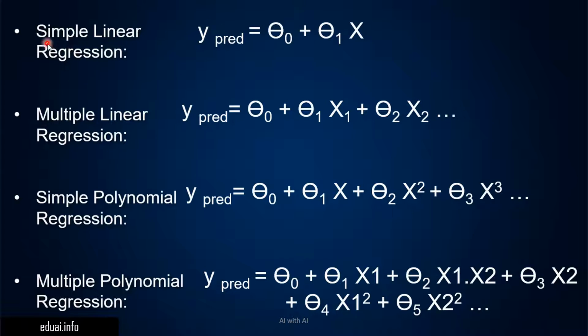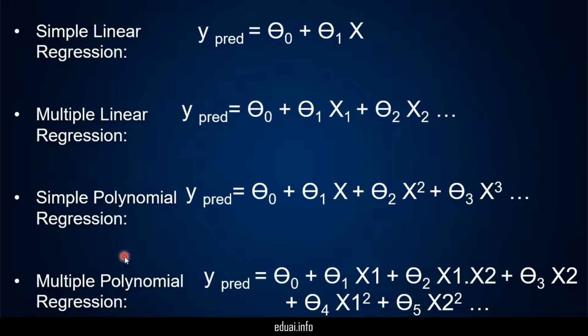We already know in simple linear regression, it is y is equal to theta 0 plus theta 1x, y is equal to mx plus c, drawing a straight line, right? In multiple linear regression, this is the equation. In simple polynomial regression and multiple polynomial regression, this is the equation. Forget about this for now. We'll see this in some other video. What is the math behind polynomial regression, we'll see in some other video.